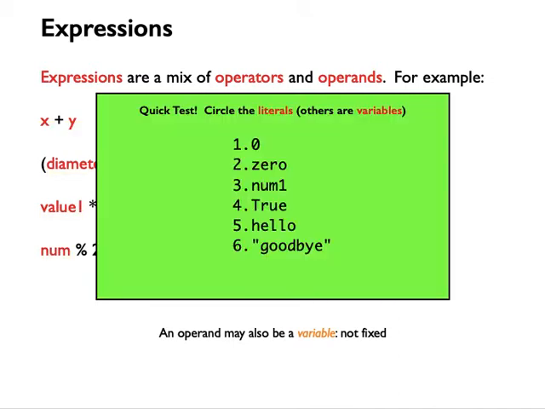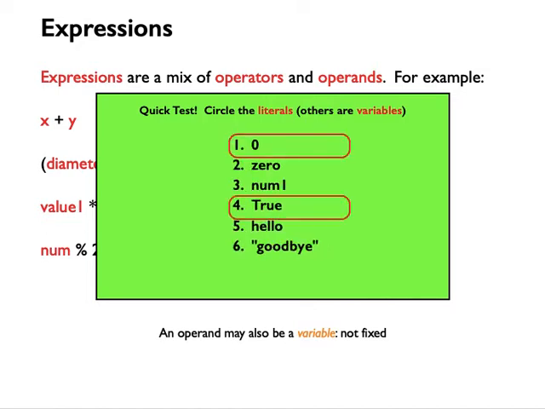Take a quick test and see if you can figure out which are the literals in these 6 examples. Pause the video and check. I'll give you a hint. I think there's 3 of them. One of them is the 0, one of them is the value true, one of them is the string goodbye. A string inside of quotes is considered a literal value. So now that you know what a literal value is, the other ones must be variables.